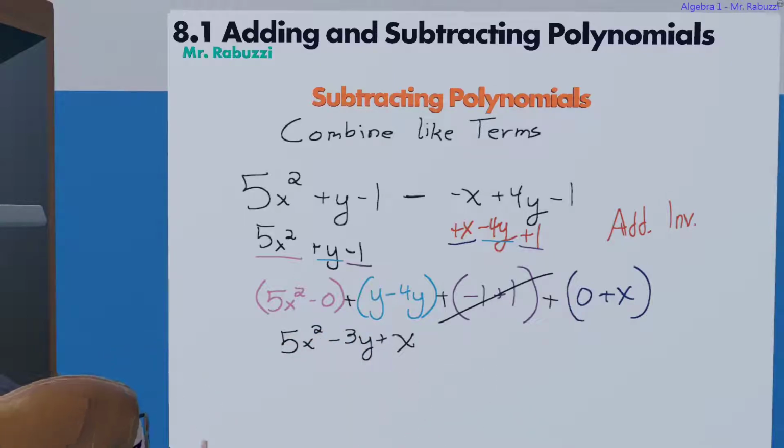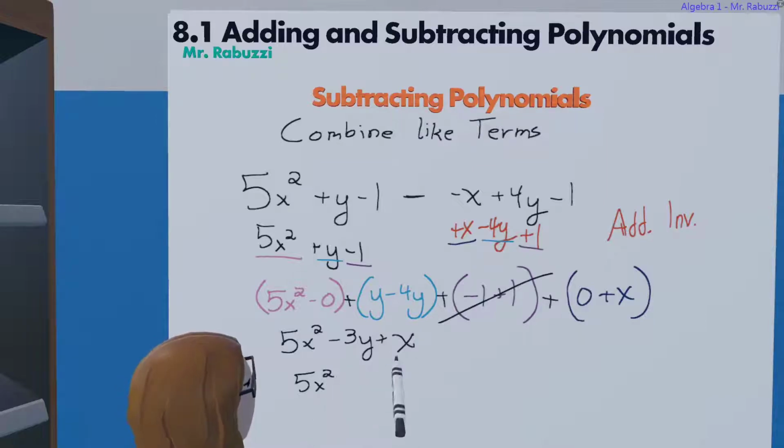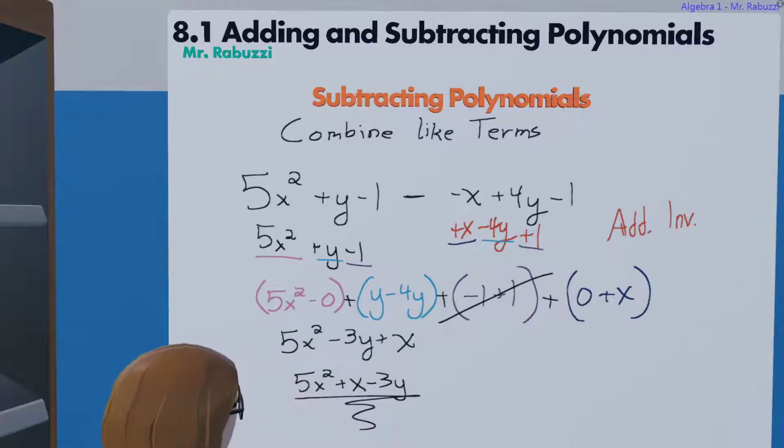Okay, so that's good. Let's just put it in alphabetical order from highest exponent first. So here's our highest exponent, 5x squared. But the next one in alphabetical order is x. So plus x minus 3y. Same number, just the proper way to write it.